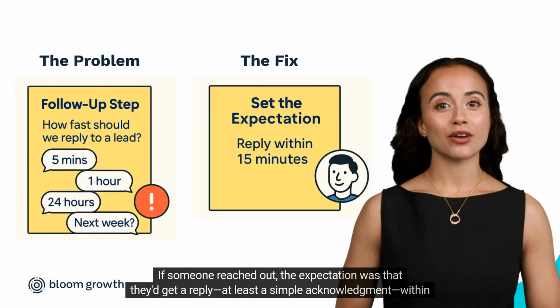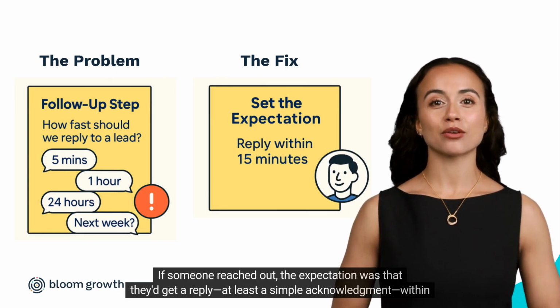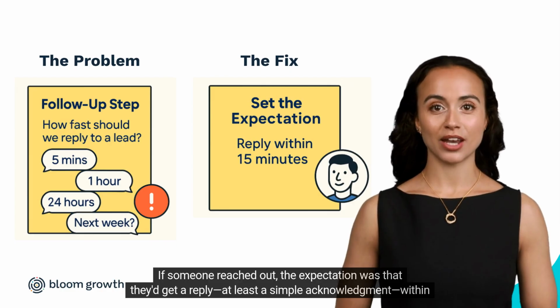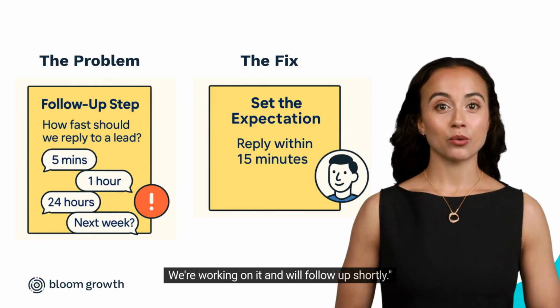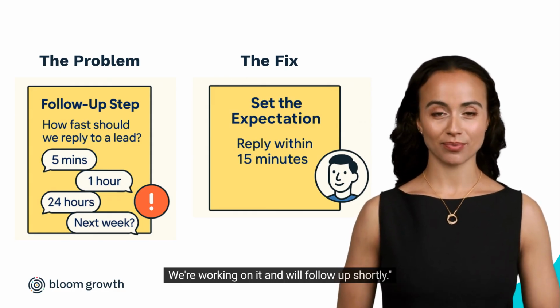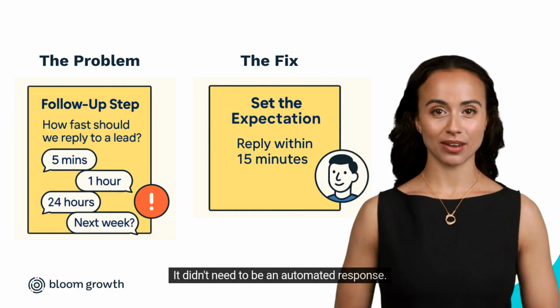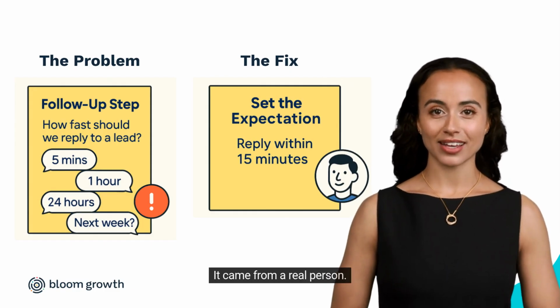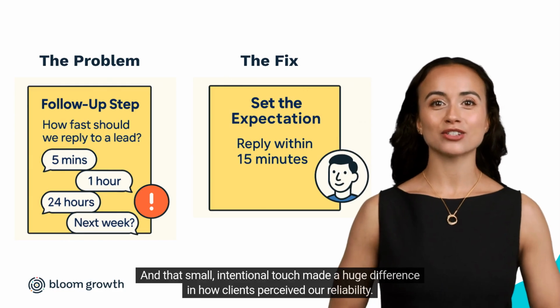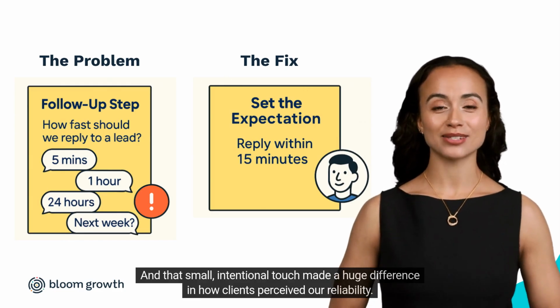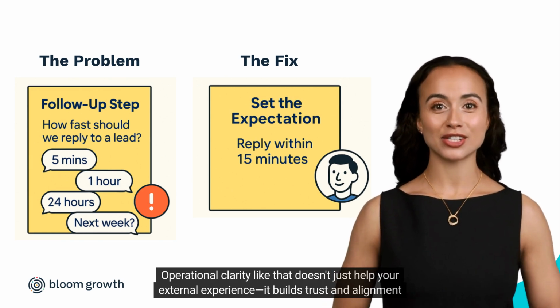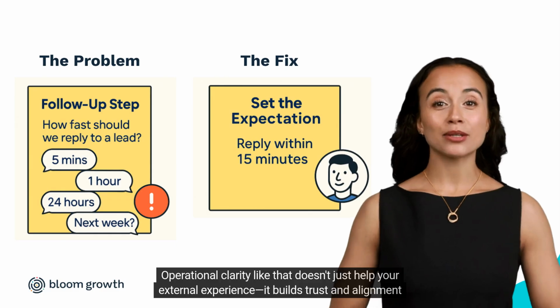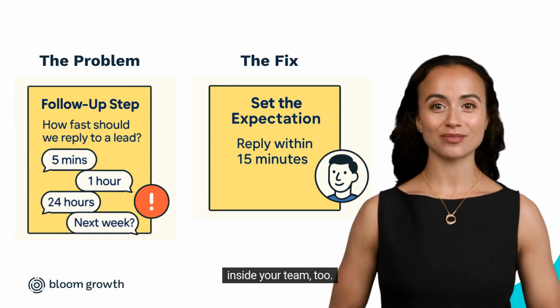If someone reached out, the expectation was that they'd get a reply, at least a simple acknowledgement, within 15 minutes. Something like, "Got your message, we're working on it, and we'll follow up shortly." It didn't need to be an automated response. It came from a real person. And that small intentional touch made a huge difference in how clients perceived our reliability. Operational clarity like that doesn't just help your external experience, it builds trust and alignment inside your team too.